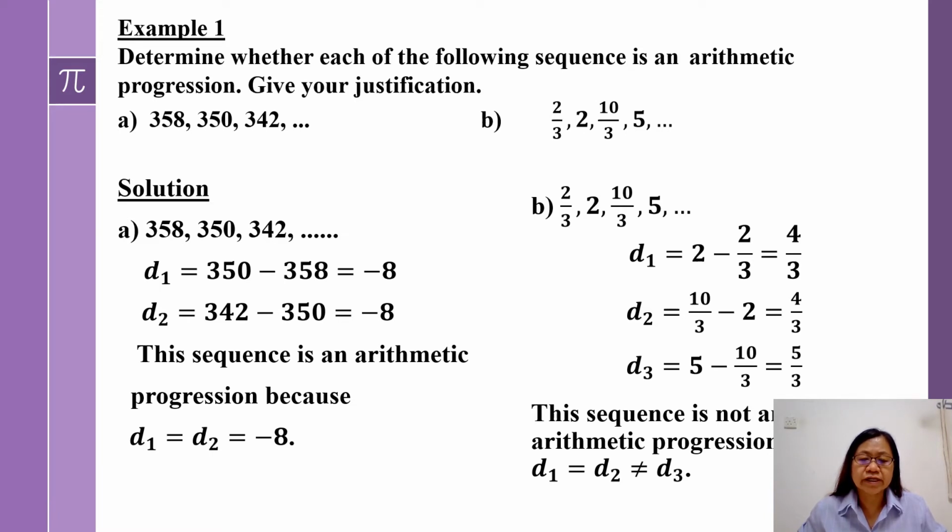Again you find your d1. d1 is T2 minus T1, so the answer is 4 over 3. d2 is T3 minus T2, so it's 10 over 3 minus 2. The answer is 4 over 3. Your d3 is T4 minus T3, so 5 minus 10 over 3 is 5 over 3. Now this sequence is not an arithmetic progression because d1 equals d2 but not equal to d3.